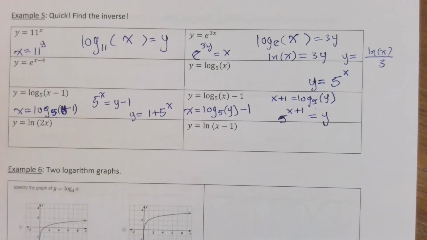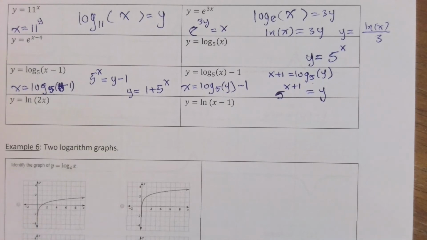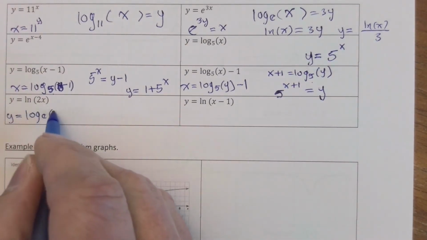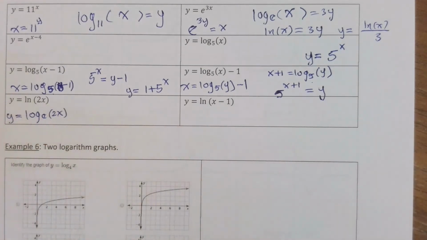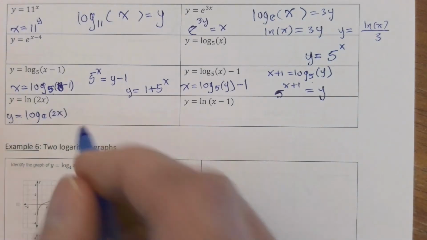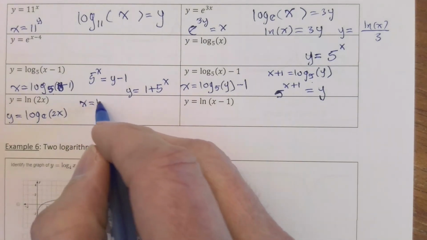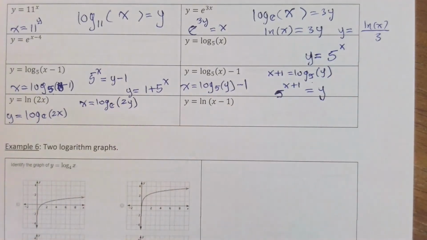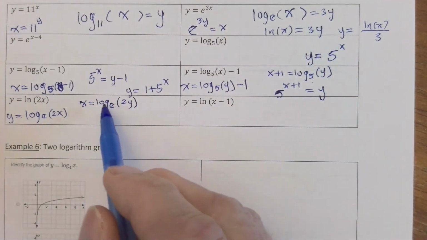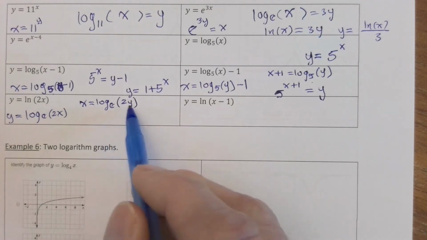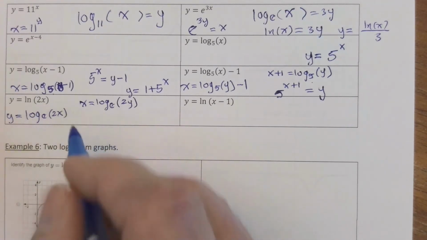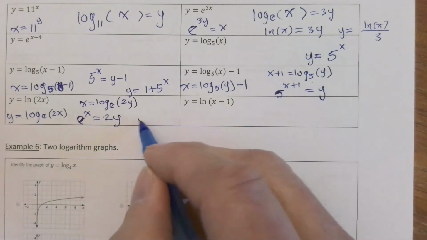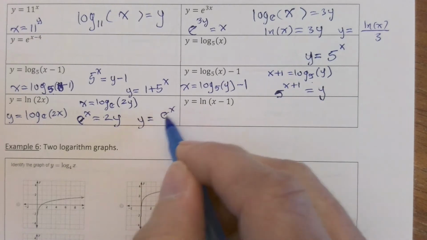Okay, and then to get these last two done, just remember that these are base e logs. Natural log is a base e log. So for example, I could rewrite this problem as base e log of 2x. Then I could trade places with the y and the x. This is a good way to do it. Then I try to solve for y. Well, a base e log of 2y equaling x means that e to the x is equal to 2y. Divide by 2 and you're done. Y equals e to the x over 2.